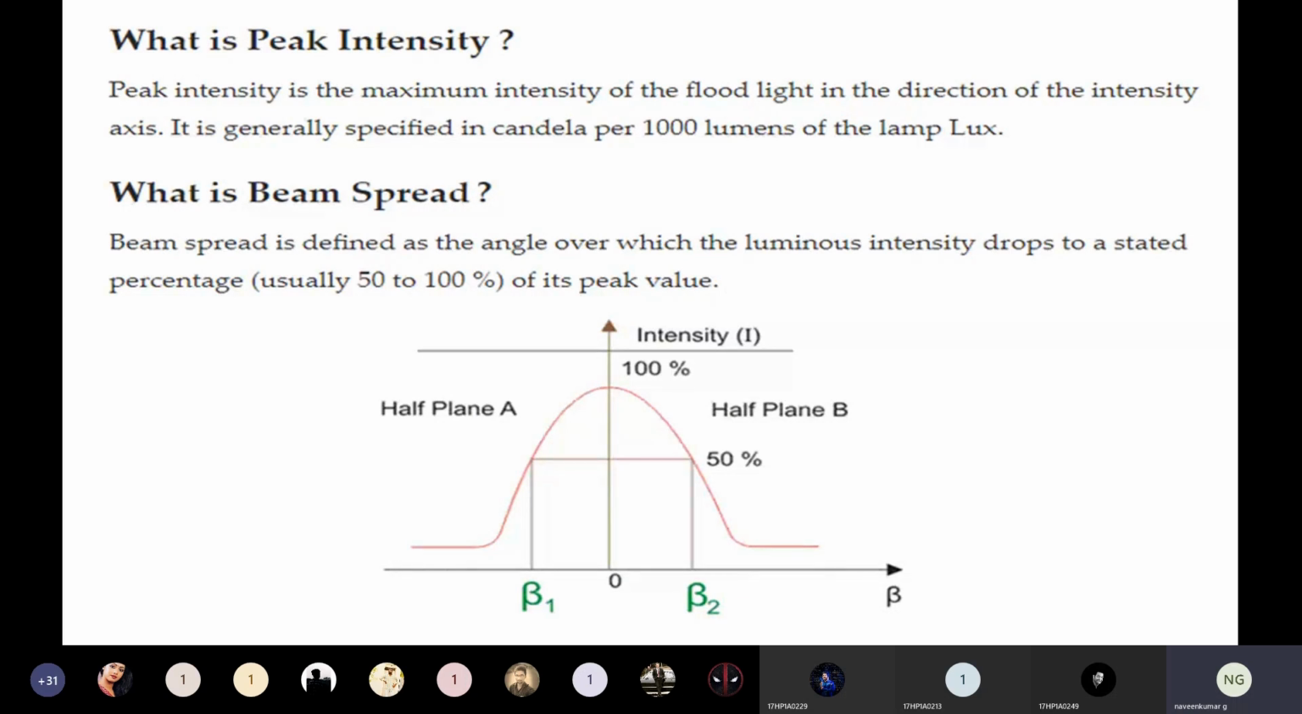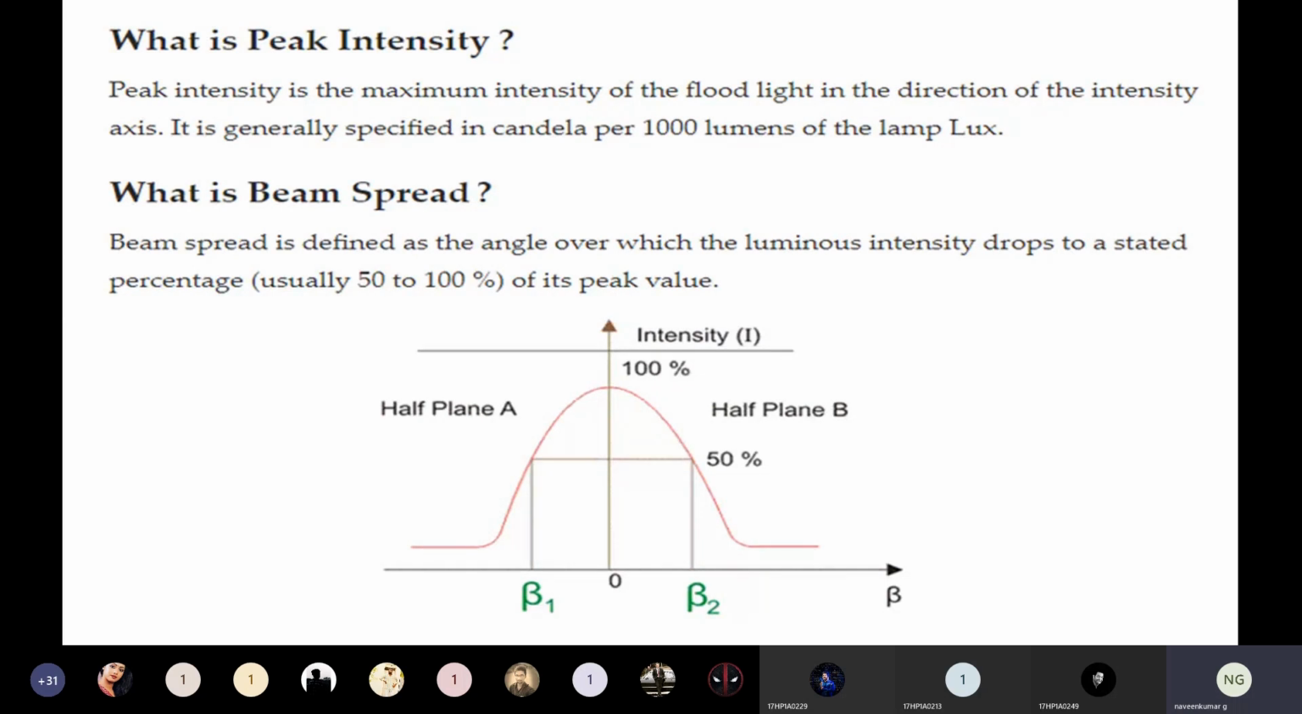Okay, next. What is beam spread? You are observing a graph here, a graph having two planes, plane A which is known as half plane A and plane B which is known as half plane B. So you have intensity versus beam spread, taken as beta. Beta 1 and beta 2 are the beam spread. Beta is the beam spread taken on the x-axis and I is the intensity taken on the y-axis.